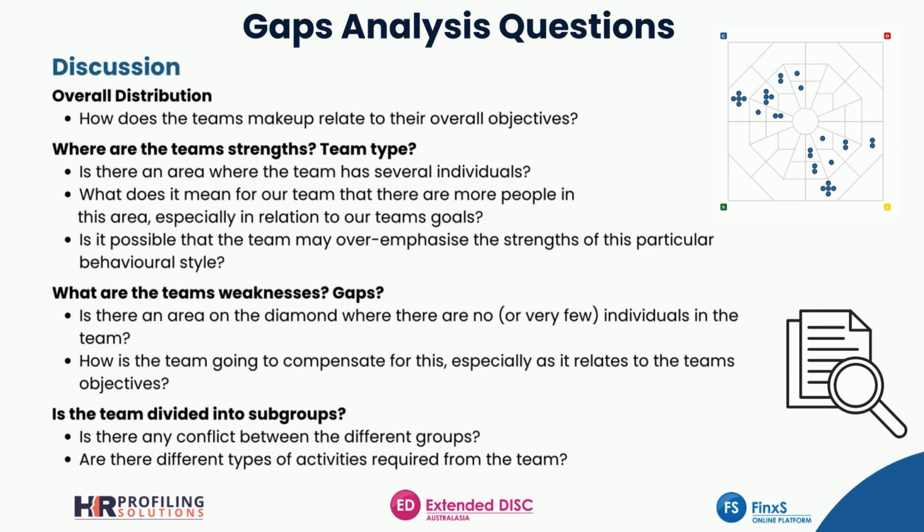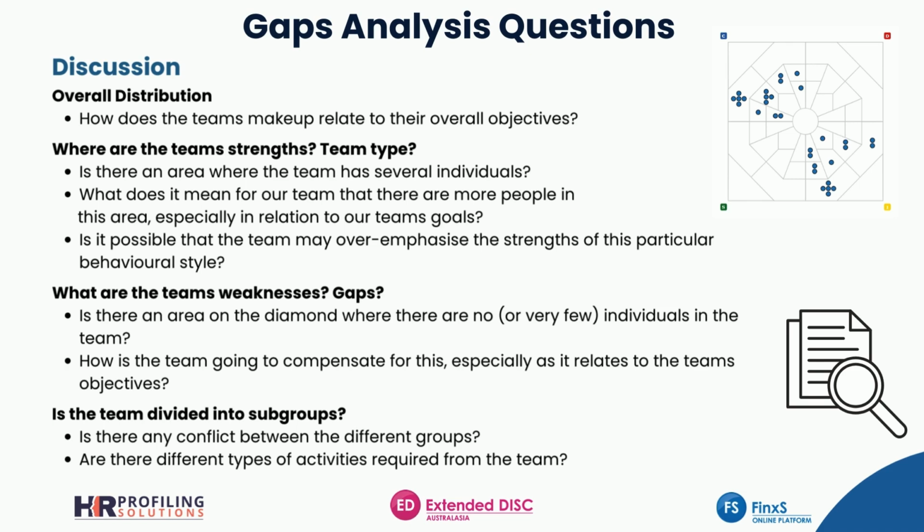So, overall distribution. The next question is, where are the team's strengths? What's the team type? Is there an area where the team has several individuals? Yes, we do here. What does it mean for our team that there are more people in these areas, especially in relation to the team's goals? Is it possible that the team may overemphasize the strengths of this particular behavioural type?